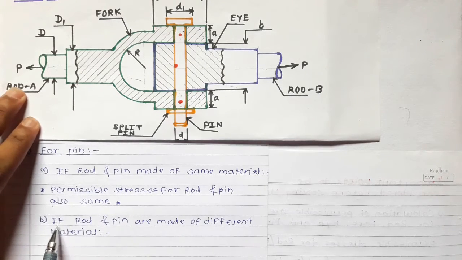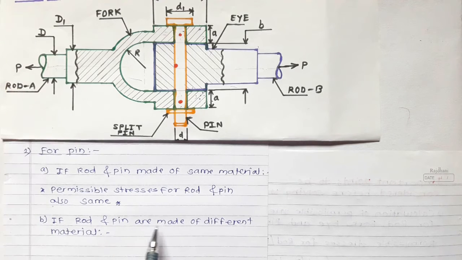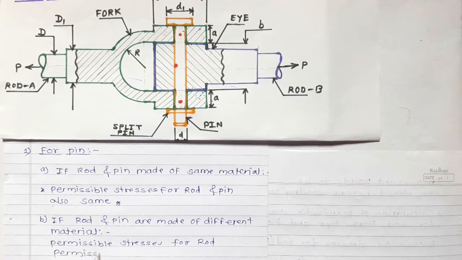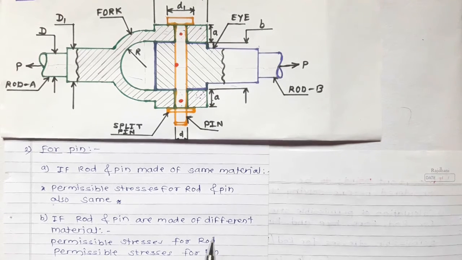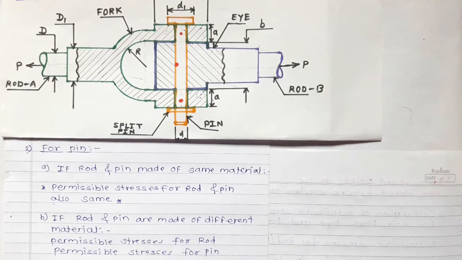Now consider the second case. If the rod and pin are made up of different material, if the material of rod is different and the material of pin is different, then the permissible stresses for rod are different. So we have to calculate permissible stresses for rod differently, and we have to calculate permissible or allowable stresses for pin differently, and these two are not equal as the material is different.